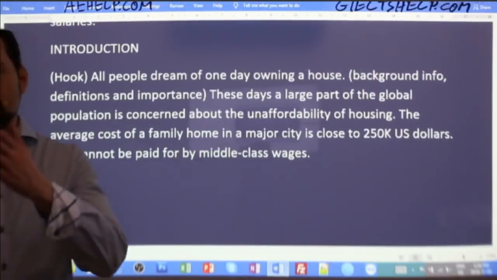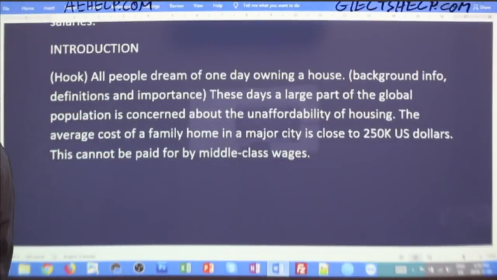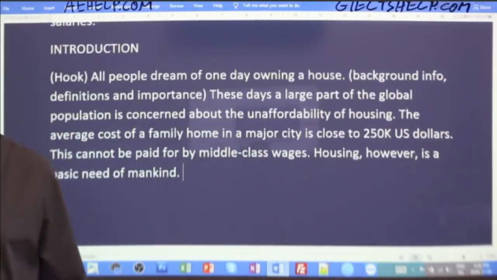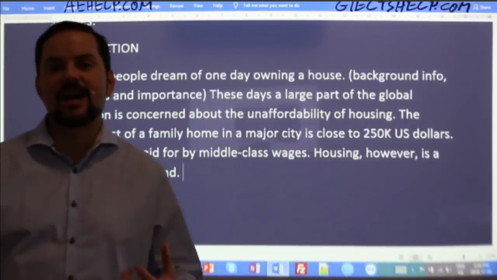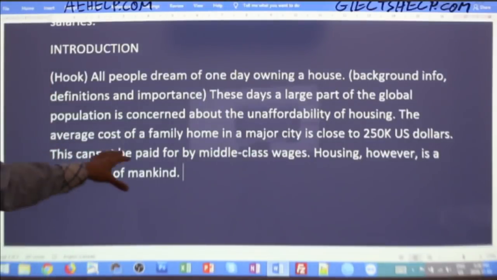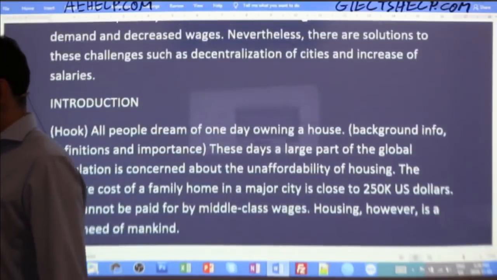And then, Naveen, I can use your hook for the importance, right? So housing, however, is a basic need of mankind. All right? So that is the importance of the question. We need to talk about it because food, shelter, those are the basic needs for humans. So it's a big challenge, it's a big problem when there's conflict to achieve those needs or those necessities, okay? All right. And then comes the thesis.